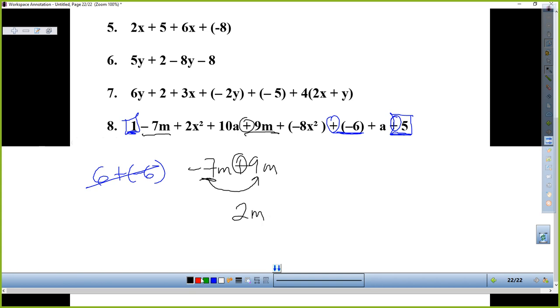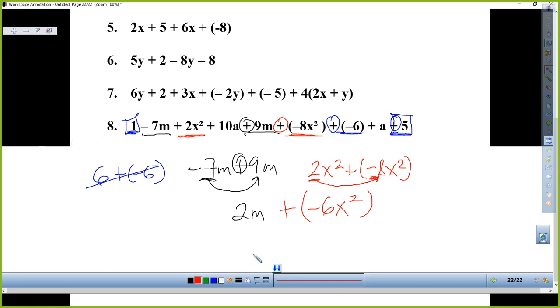Next, I got 2x squared. Is there another x squared? Yes. There's addition in between, so I'm going to write them out: 2x squared plus negative 8x squared. Since both of them are x squared, I'm just going to write x squared. So they're opposite numbers. 2 of these cancel 2 of these negatives right here, so we're left with negative 6. And I'll put this in parentheses and a plus in between.